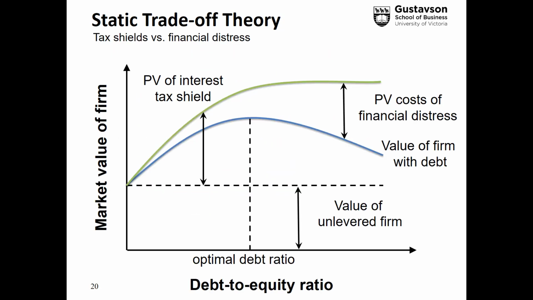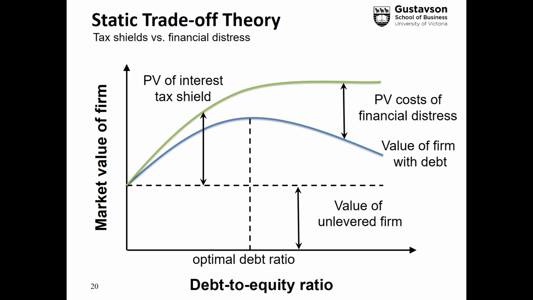So here's the revised chart showing the market value of the firm when adding debt. Notice that the value of the unlevered firm is a dotted horizontal line. The value of the firm based on simply the present value of tax shields is the green line and increases as debt is increased.